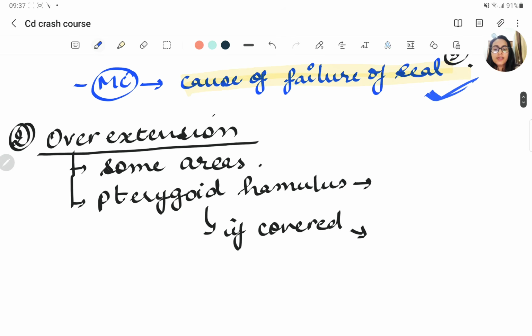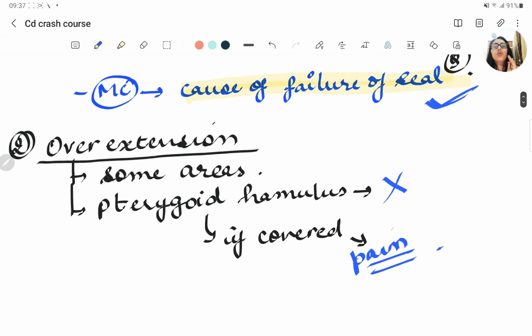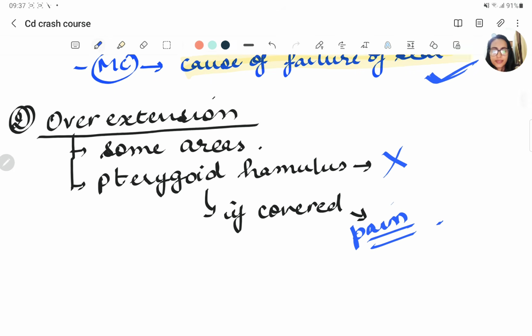Overextension, you see in some areas. For example, somewhere it is overextended. When the pterygoid hamulus is covered, there will be pain during function and difficulty in swallowing for the patient. So basically, when you go beyond the posterior vibrating line, then it is overextended.